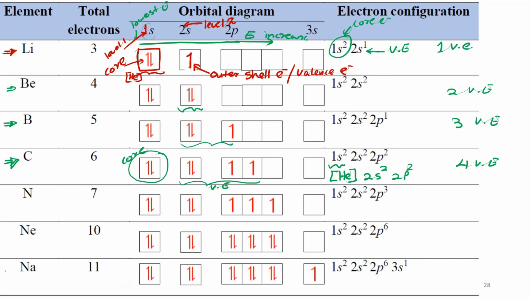And then let's look at something like sodium. In sodium, this whole set is the neon configuration. Neon completes the whole level 2. So all these electrons are core, and this is your valence electron. Now, sodium has 1 valence electron.